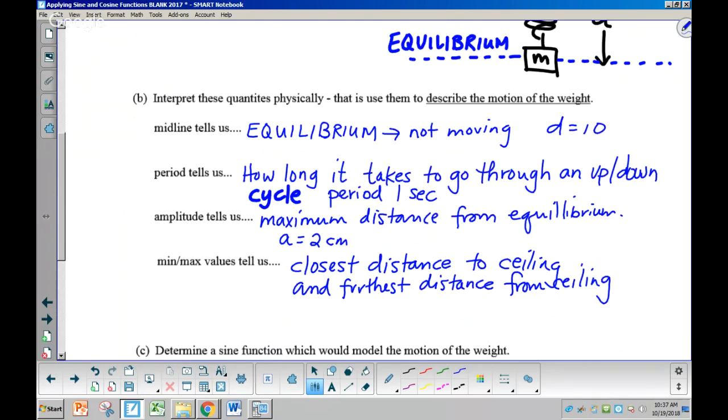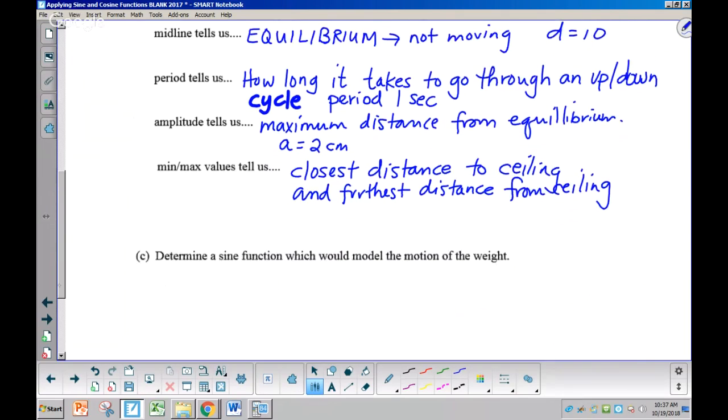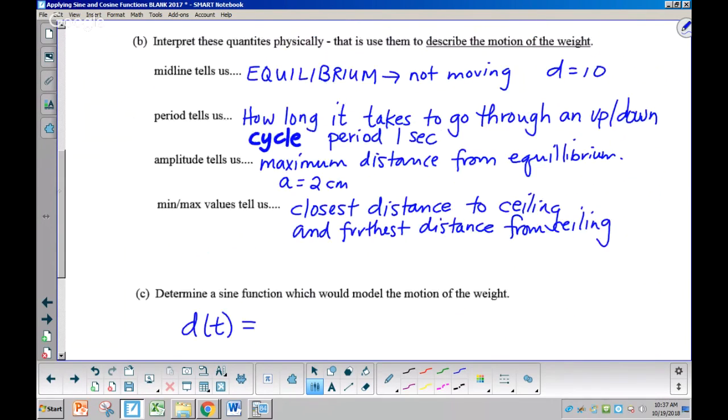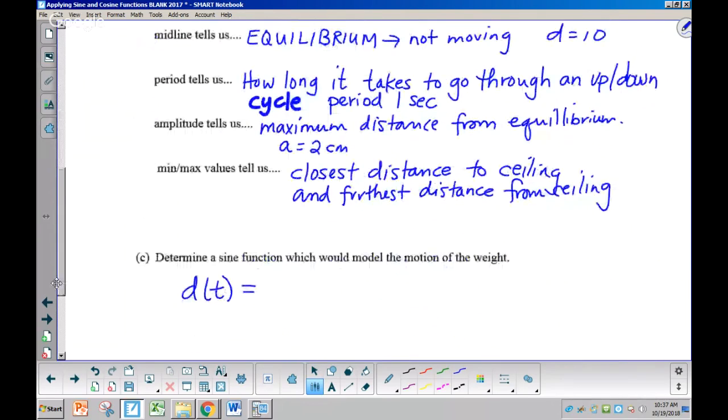Good. All right, so now it says determine a sine function that would model the motion of the weight. So we're going to say d of t equals, now we know the amplitude, now we're going to name a sine or a cosine. I'd like to name one that doesn't have any phase shifts, so sine can be a positive 1, and it'll be 2 sine, and I'm going to leave a space for b because we have to calculate that, right? And this would be t minus 0 plus 10. Good, because the midline or the equilibrium point is 10.